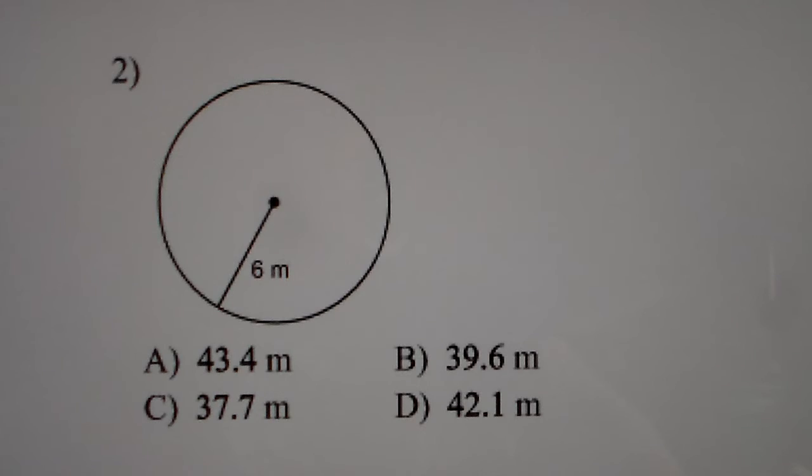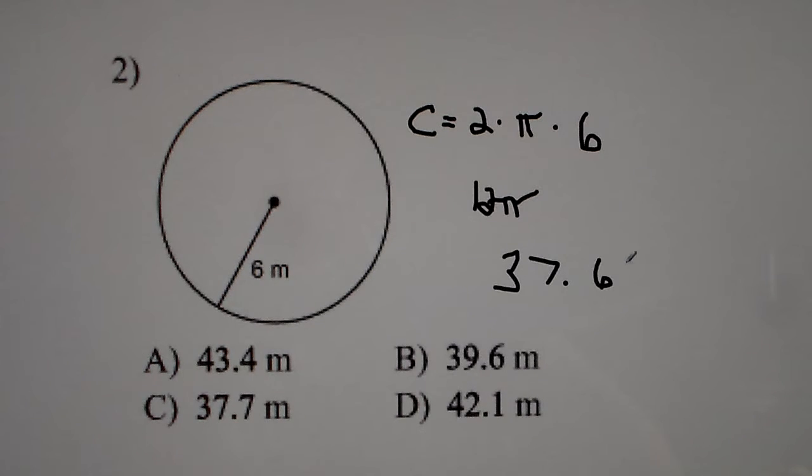Alright, looking at number 2. We have a radius of 6. So our circumference is equal to 2 times pi times 6. 2 times 6 is 12. So we enter 12 times pi in the calculator, and we get 37.699, which is very close to 37.7.